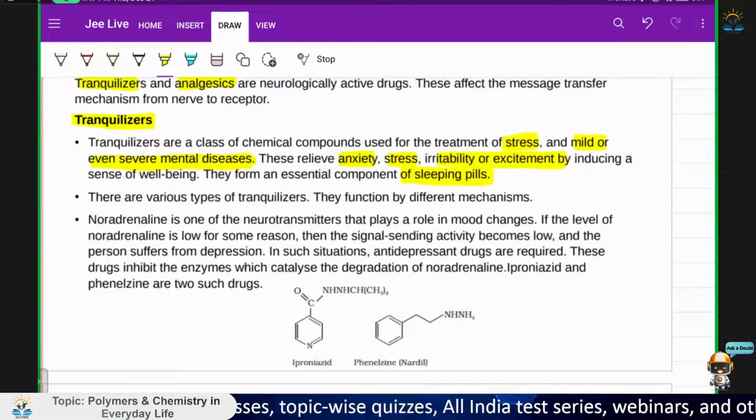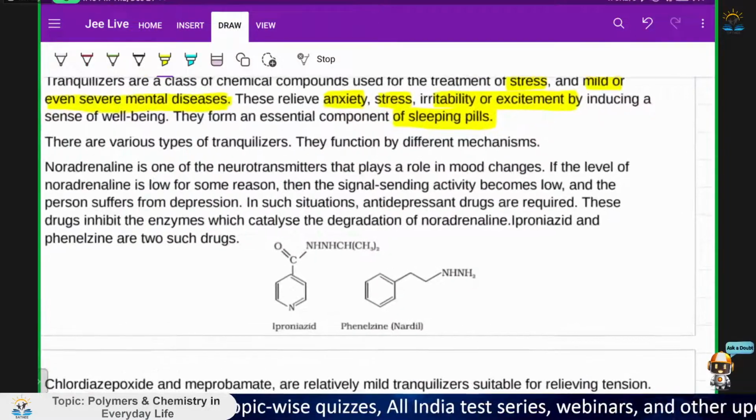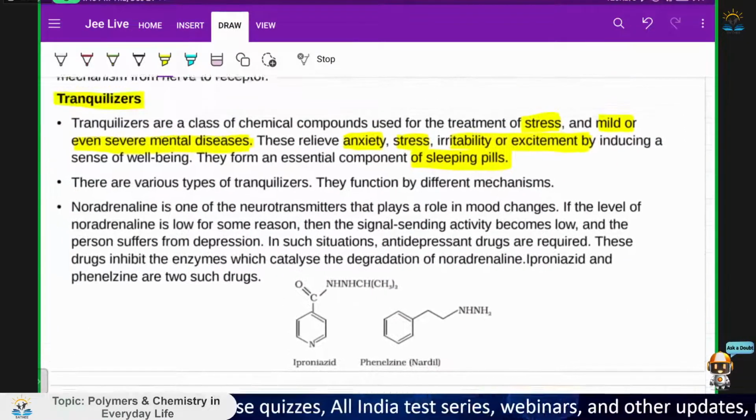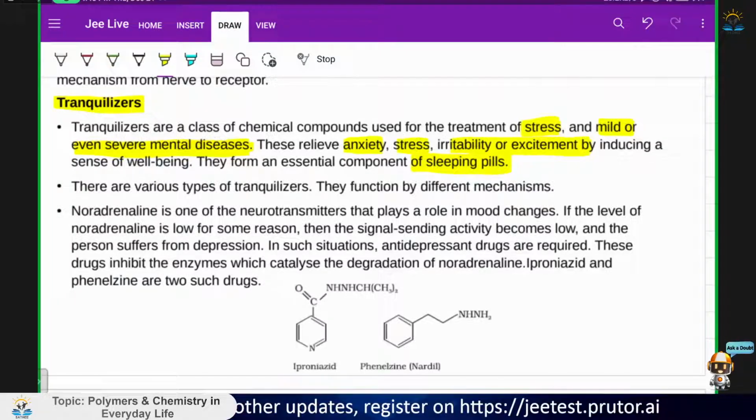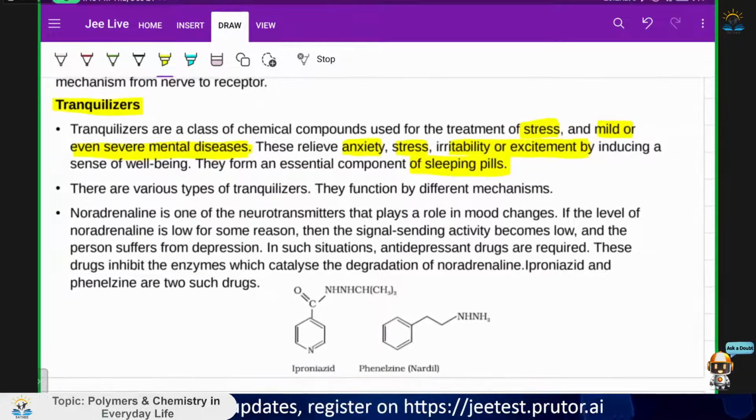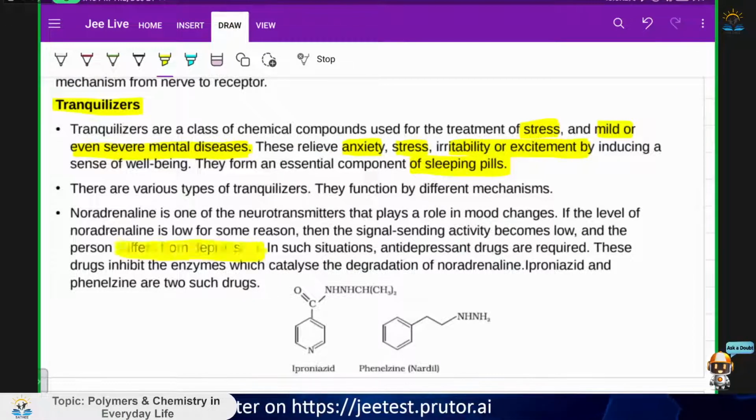We have various types of tranquilizers. Noradrenaline is one of the neurotransmitters that plays a role in mood changes. It is a natural neurotransmitter in our body, so it affects our mood. When the noradrenaline level gets low, our mood is lowered and the patient suffers from depression. In such a situation, what should we give? We should give antidepressant drugs.